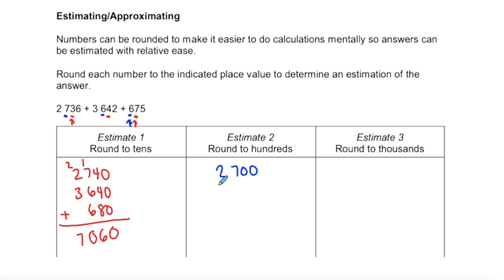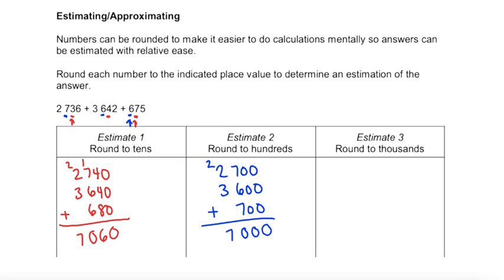So my numbers will be 2,700, 3,600, and 700. So those are the numbers I'm now going to add together. Zeros, 0, and now we can look at some numbers. 7 plus 6 is 13, and 13 plus 7 is 20. So I write my 0, carry my 2. And 2 plus 2 is 4, plus 3 is 7. So that rounds to 7,000.